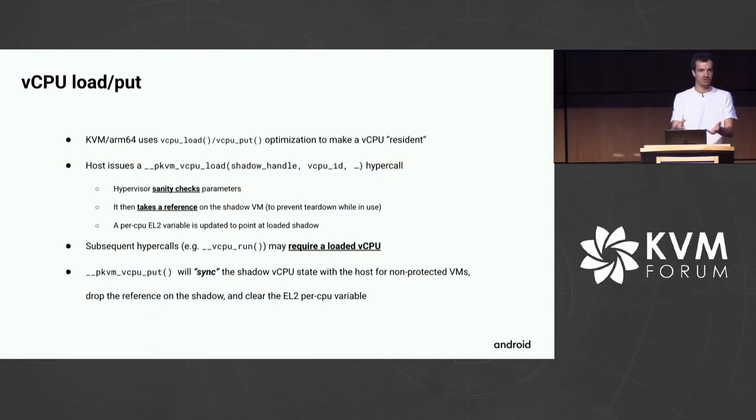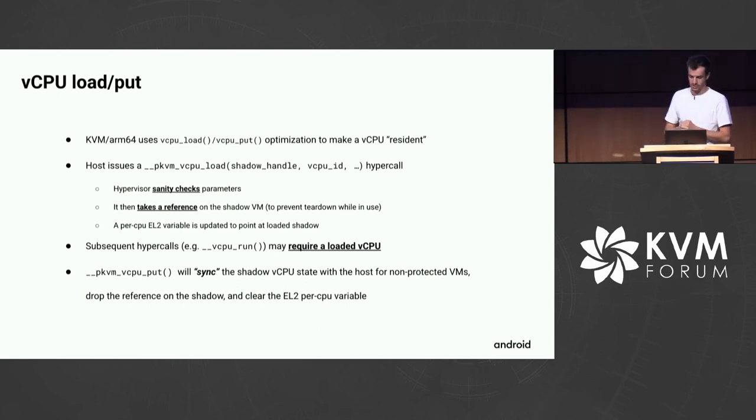PKVM uses a similar model. We have hypercalls for vCPU load and vCPU put, but there is a little bit of added semantic on top of that. When the host tries to issue a vCPU load hypercall, the hypervisor will have to do a few security and sanity checks before it will allow that to happen. For instance, it must make sure that that vCPU is not currently loaded somewhere else, or that we don't already have a vCPU loaded on the physical CPU, these types of things. And then subsequent hypercalls, such as vCPU run, will require that the vCPU has been loaded before. And this will be a strong, hard requirement.